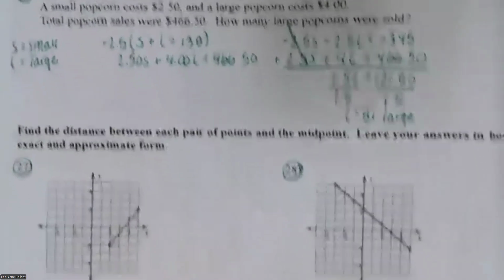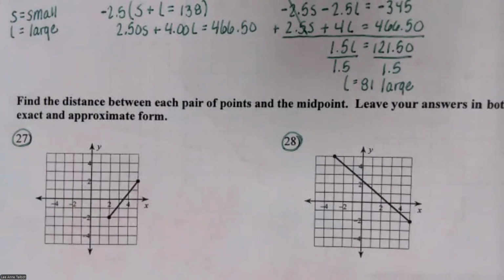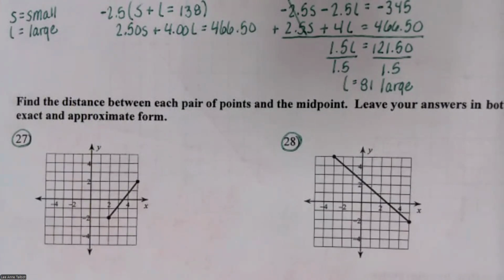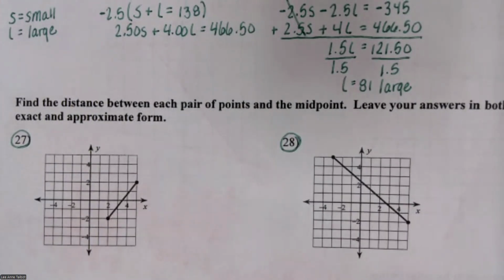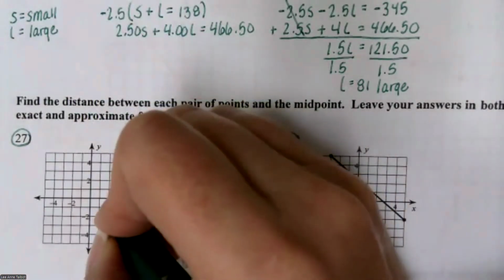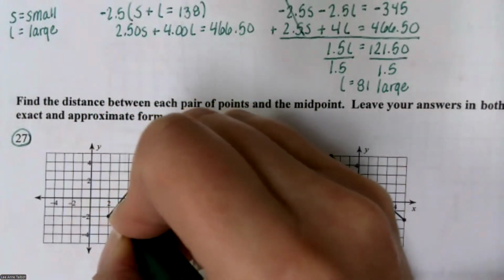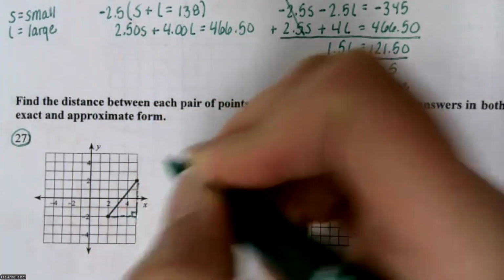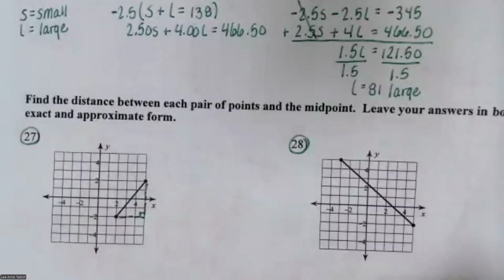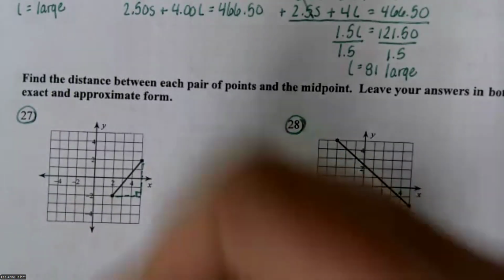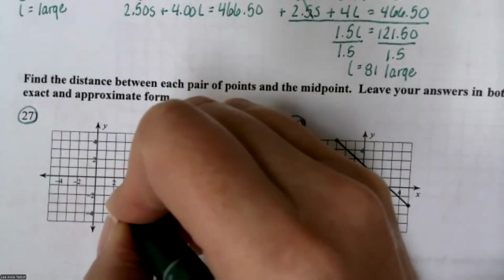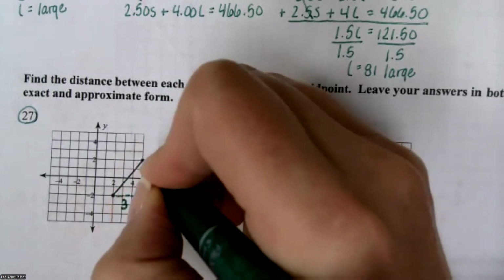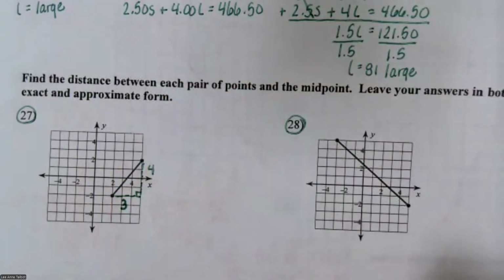Number 27, scooching down. Find the distance between each pair of points and the midpoint. Leave your answers in both exact and approximate form. Okay, so I'm going to draw myself a little right triangle here, and then count the boxes. The base is 3 and the height is 4.